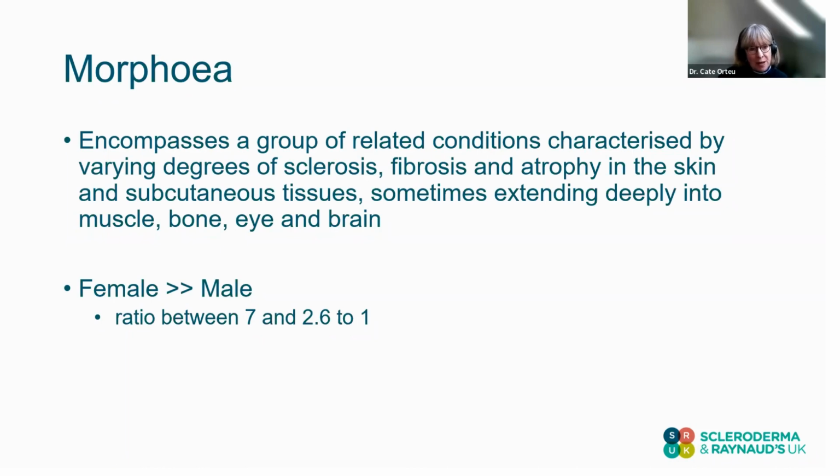It's very much a female predominant disease. So the ratios vary between 7 and 2.6 to 1. Overall, it's probably about 3 to 1. It's slightly less female predominant in children.